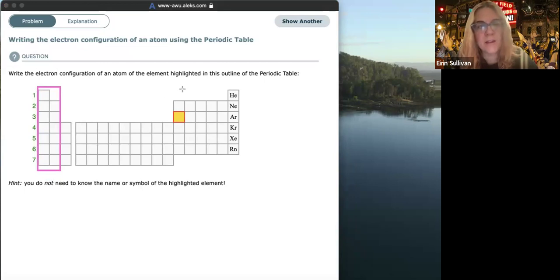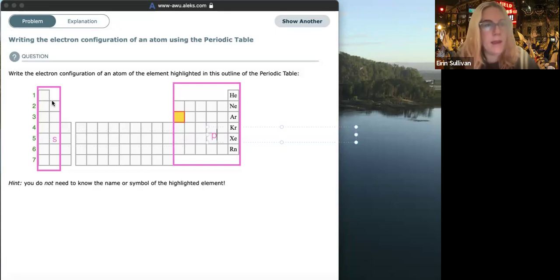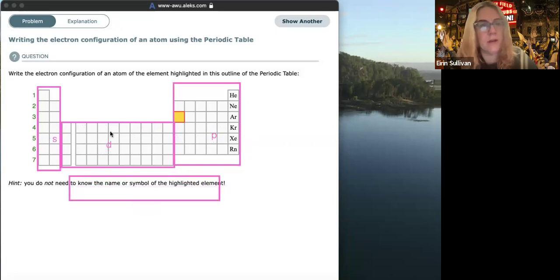And then as you move across to the right-hand side, this is P. I guess I should put letters in there. So all these will be S's, all these will be P's. Anything here will be your D's in the D block. And the F block isn't shown on here, but anything down in the F block, which would be down here somewhere, as we know, would have an F designation.